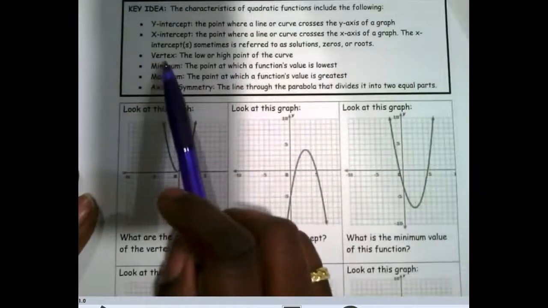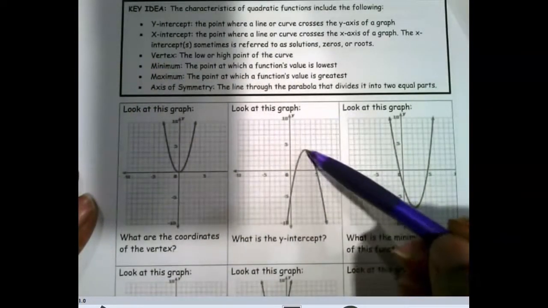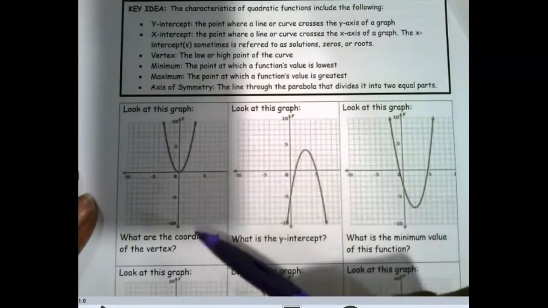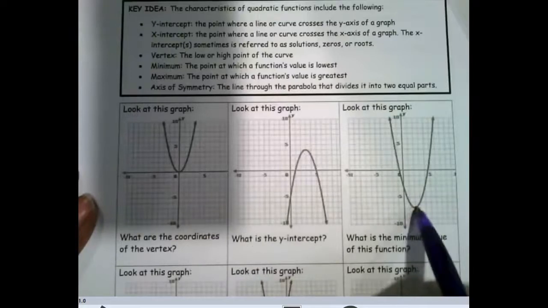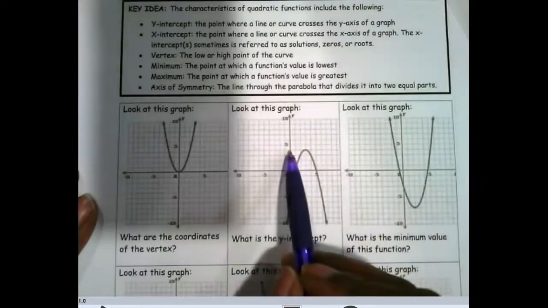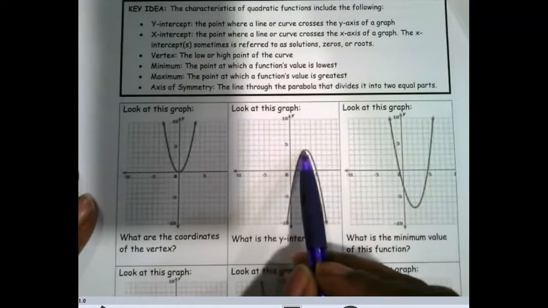Then we've got the vertex, which is the lowest point or the highest point of the curve. The minimum is the point at which the function is its lowest value. So we look at the y-axis to determine what the minimum would be here. We would look at the number on the y-axis to determine what would be the maximum point here.